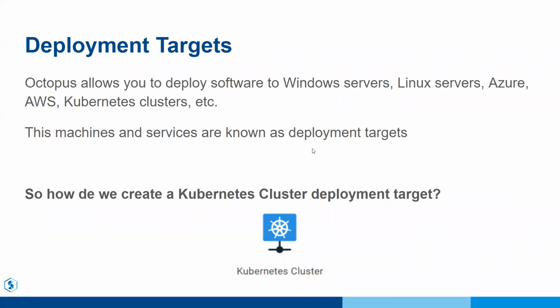First I'm gonna describe what a deployment target is in Octopus. Octopus allows you to deploy software to different types of servers: Azure, the AWS cloud, and also Kubernetes clusters. These machines and services are known as deployment targets. So how do we create a Kubernetes cluster deployment target?